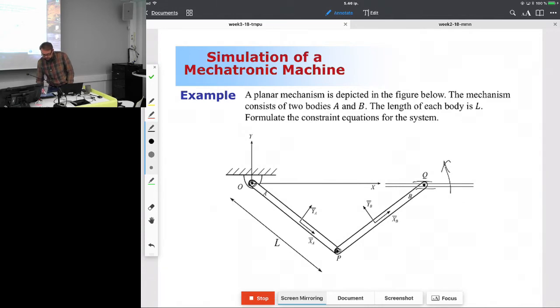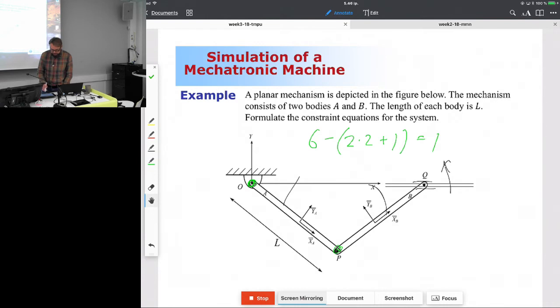So I have two moving bodies, so it's going to be what? 6 generalized coordinates. How many constraints do I have? It's going to be 2. How many revolute joints? 1, 2, and the prismatic joint. So it's 1. Okay, 1 degree of freedom.